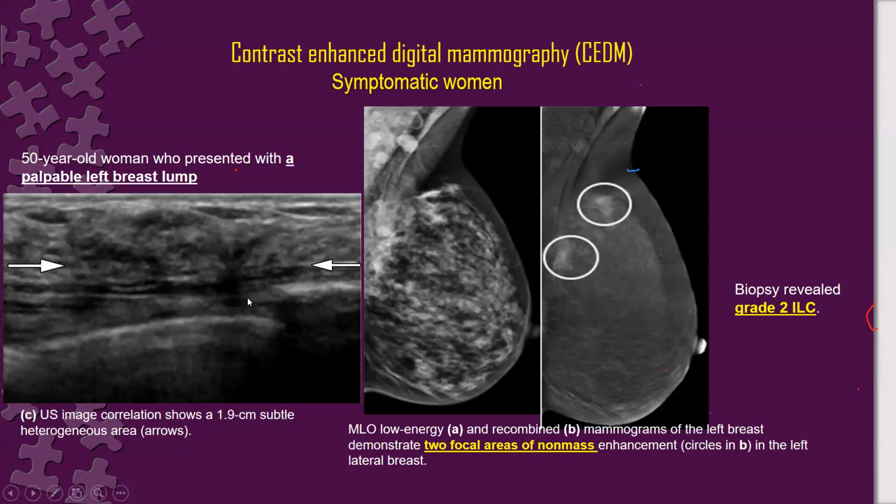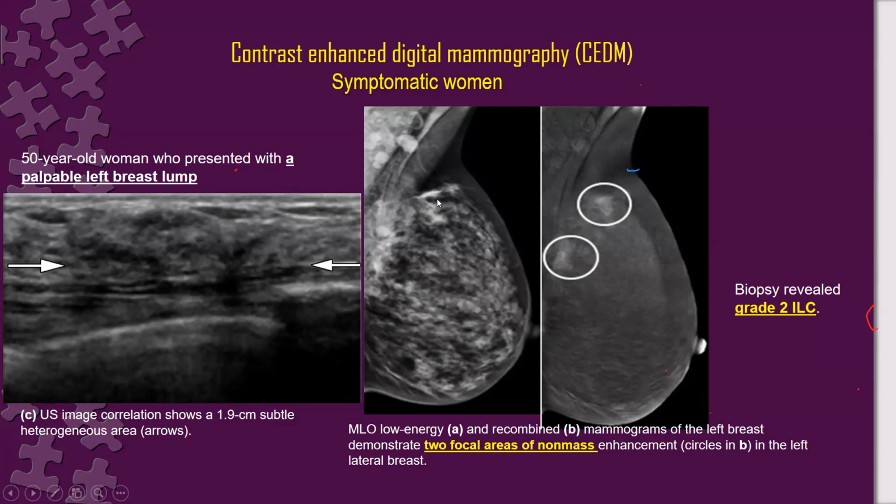If she has palpable abnormality, nipple discharge or non-cyclic localized pain, these are the significant breast symptoms considered to be symptomatic. This is a 50-year-old lady presented with a palpable left breast lump.